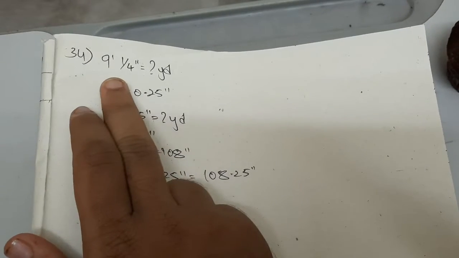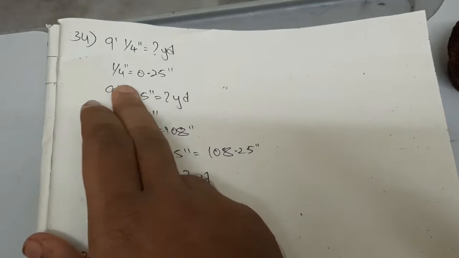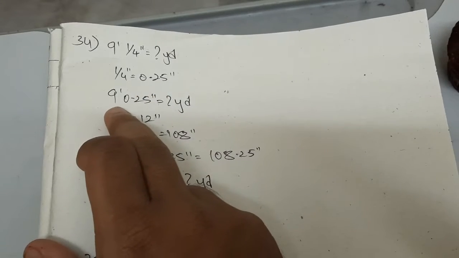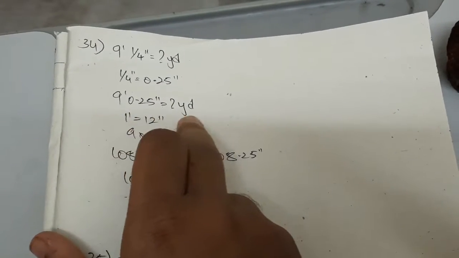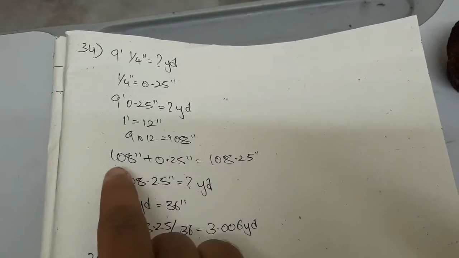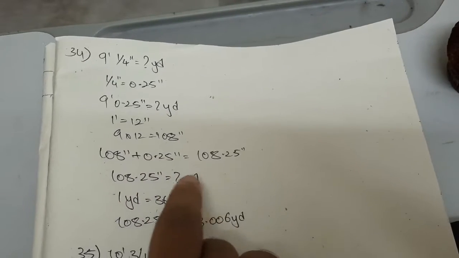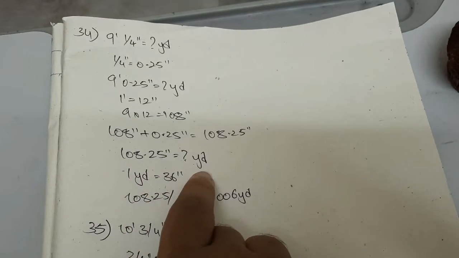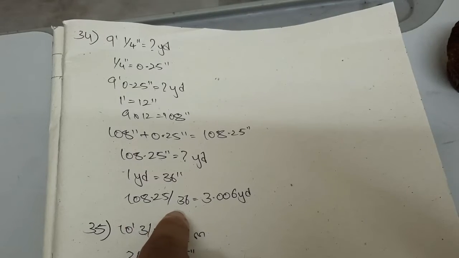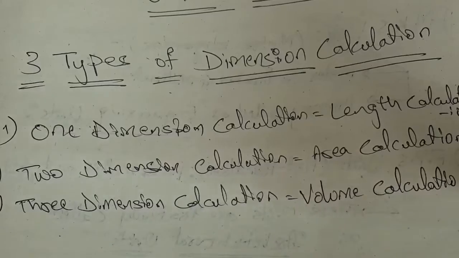Now here 9 feet 1/4 inches is equal to how many yards? Since 1/4 is equal to 0.25, we can write 1 quarter is equal to 0.25. So now we have 9 feet 0.25 inches is equal to how many yards? Since 1 feet is equal to 12 inches, 9 into 12 gives us 108 inches. Now 108 inches plus 0.25 inch together gives us 108.25 inches. Now 108.25 inches is equal to how many yards? So 1 yard is equal to 36 inches. 108.25 divided by 36 gives us 3.006 yards.